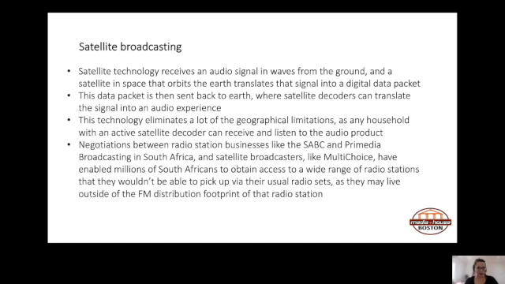Where have you heard the word decoder before? We currently have satellite TV within South Africa, so MultiChoice uses satellites. Negotiations between radio station businesses like SABC and Prime Media Broadcasting, for instance, in South Africa, with satellite broadcasters like MultiChoice, have enabled millions of South Africans to obtain access to a wide range of radio stations that they wouldn't be able to pick up via their usual radio sets, as they may live outside of that FM distribution footprint of that radio station.